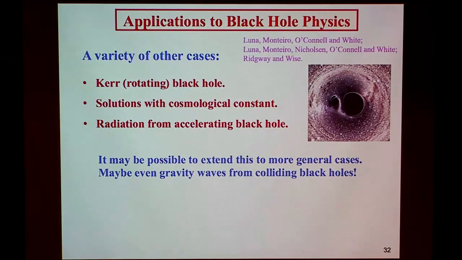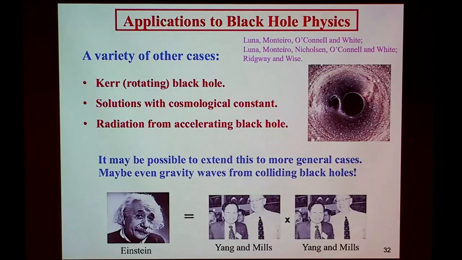Now, it might be possible to extend this to more general cases, maybe even gravity waves from colliding black holes, which I think has generated some excitement. I don't know if you can do that, but I do know people are certainly thinking about that now. And what I really hope is we can write a really great formula that looks like this: Einstein is two copies of Yang and Mills.